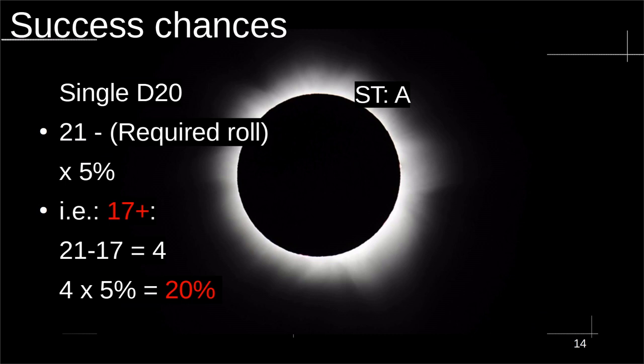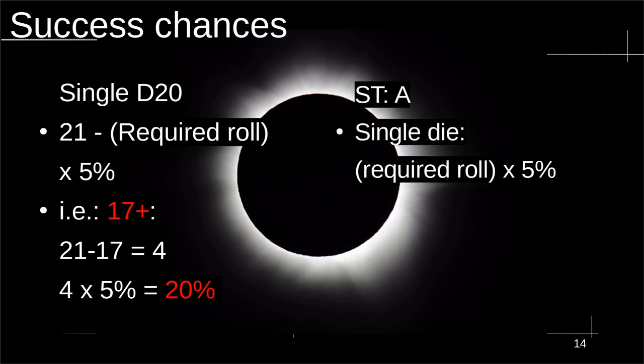Now in Star Trek Adventures, it's a little bit more complicated, and not often can you do this math in your head. So for the single die, it's super easy. It's the required roll times 5%, because we roll lower than the target number. We don't have to do this 21 minus and so on and so forth. So that is fairly easy.